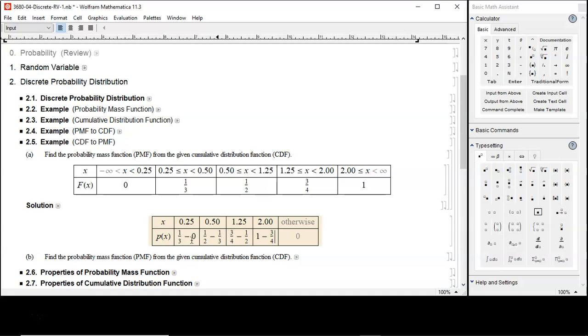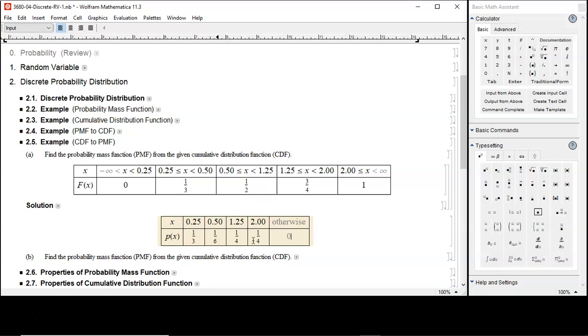Okay, let's do it. 1/3 minus 0 is 1/3. Great. 1/2 minus 1/3, what is it? It's going to be 1/6, right? This is equal to 3/6 minus 2/6 if you take the common denominator, so it's 1/6. Now 3/4 minus 1/2 is the same as 2/4. So if you subtract, you're going to get 1/4. And finally, 1 minus 3/4, 1/4 is the jump size.